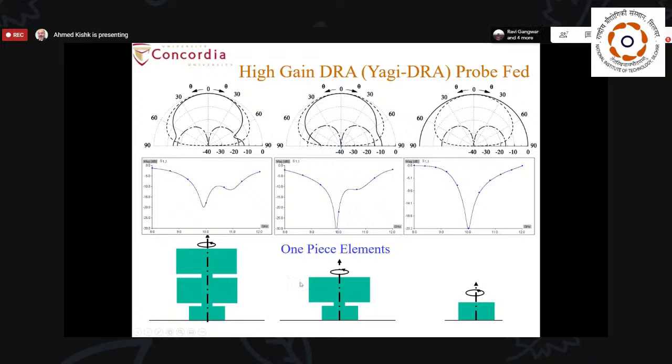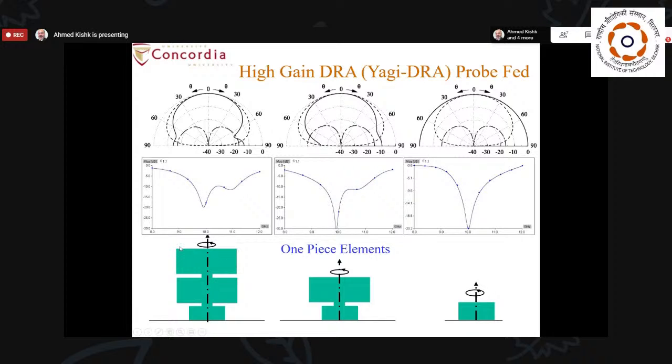But when we have a director on top of that, the ground plane acts as a reflector, the dielectric resonator here is acting as a driver, and this is the director. And you can see that the beamwidth becomes narrower, but surprisingly, we find that the bandwidth is increased. We know that the Yagi-Uda antenna doesn't have a wide bandwidth unless you go to the log-periodic type. But here we found that we have an increase in the bandwidth.